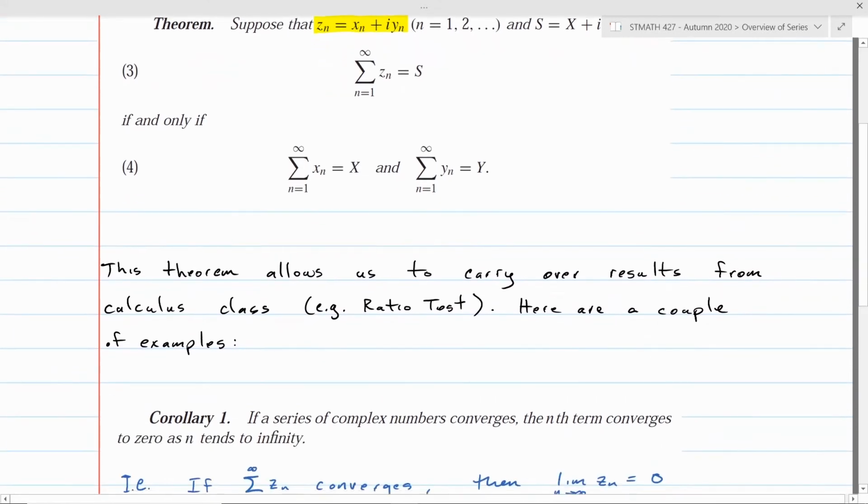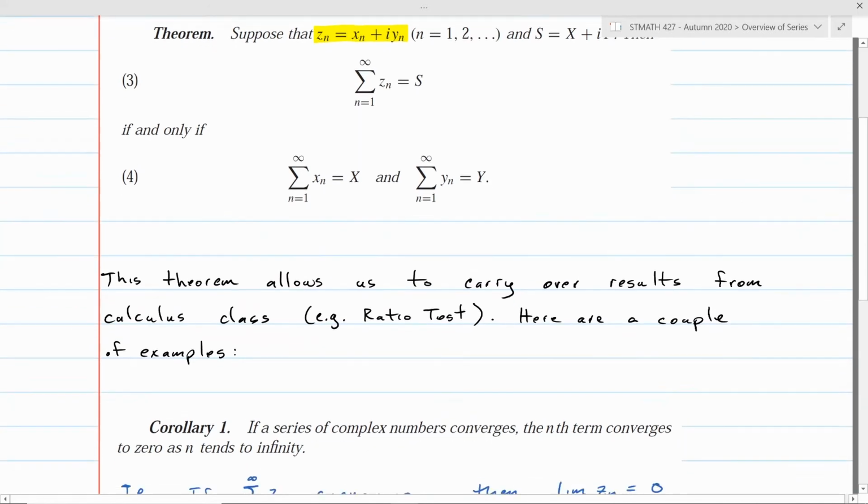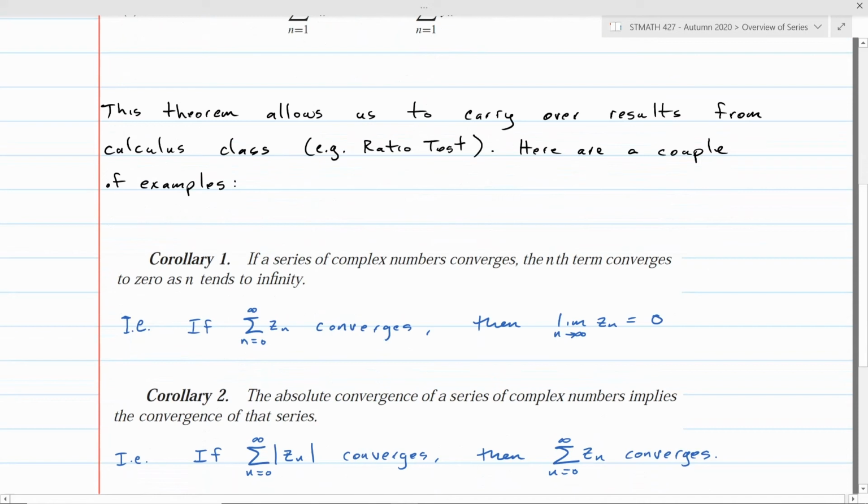And so, using this theorem, which I'm not going to prove. In fact, today I'm not going to prove anything because I'm just interested in giving a large overview. But using that theorem, you could easily establish things like corollary 1 here.